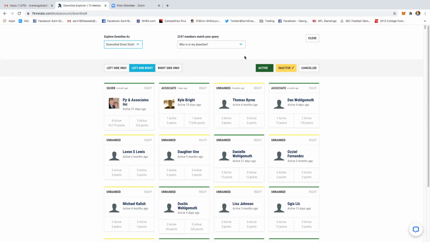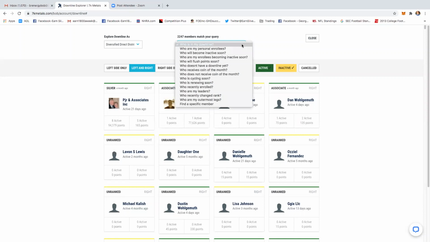The other thing that I like to do in this is look at who is cycling soon, and you go through your whole organization just like I just did. And it's better to do it at the beginning of the week, okay? And then you know who you need to check on toward the end of the week. You don't sit here and play with this hours and hours and hours, trust me.